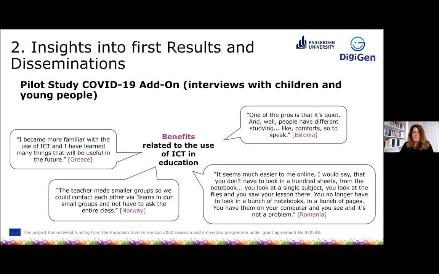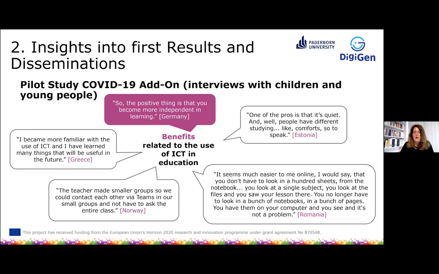Some benefits arising from our research so far is that, for example, a German student said, "The positive thing is that you become more independent in learning when learning is moving online." And that was also a thing that made us think a little bit more in a future direction and ask what we can take from these experiences made during the COVID pandemic, and what are the benefits we can also take up for shaping education in Europe when we go with our thoughts beyond the pandemic situation.